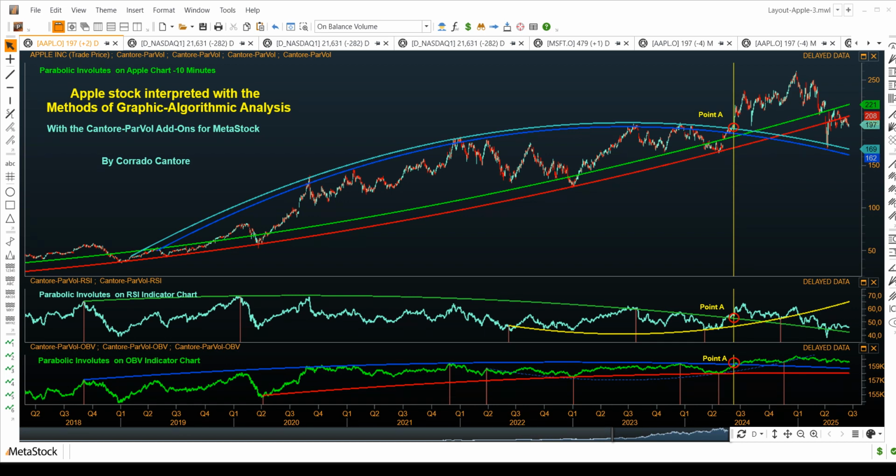Nonlinear graphical analysis methods applied to Apple stock. Developed with the add-ons of the Cantore Parabolic family, by Corrado Cantore. Figure 1. In this video, we illustrate the contents of the nonlinear graphical analysis methods and how to apply them with the add-ons for MetaStock, and in this regard, they are mainly applied to Apple stock.